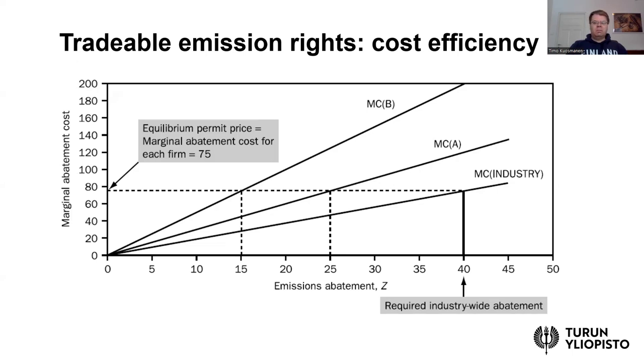So the advantage here is that the government doesn't need to know what are these marginal costs of firm A and firm B, or not even necessarily what is the marginal cost of the industry. By setting this kind of industry-wide abatement target and issuing the emission rights accordingly, this kind of tradable permit scheme will automatically price this in the market, and competition between the firms will then result in an efficient allocation of the permits. That's the idea of this kind of tradable emission rights scheme.